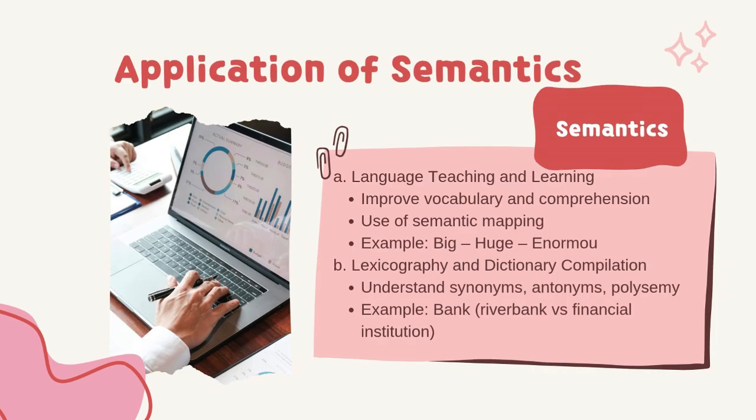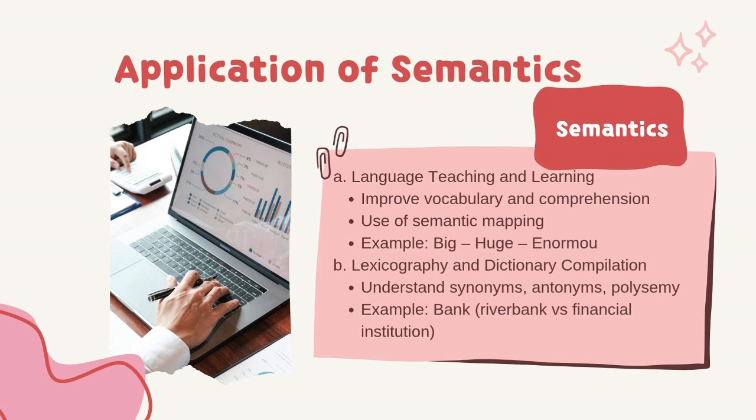So first, there are language teaching and learning. In language education, semantics helps students improve their vocabulary and reading comprehension by focusing on word meanings and relationships. One common technique is semantic mapping, where related words are grouped to show their connection. Example, words like big, huge, and enormous all mean large but differ in intensity. Understanding these differences helps learners choose the most appropriate word based on context.